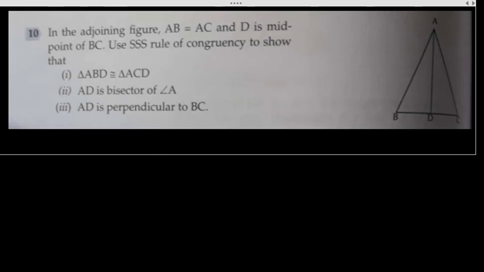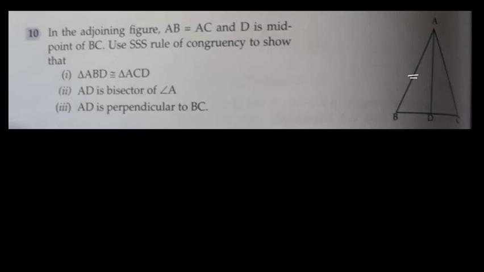Okay, now let's extend the problem. In the adjoining figure, AB is equal to AC. So here this side AB and this side AC are given equal. D is the midpoint of BC. So as D is the midpoint, you can say that this BD and this CD are equal. Use the SSS rule of congruency to show that triangle ABD and triangle ACD are congruent. Then we have to show that AD is the bisector of angle A and AD is perpendicular to BC.